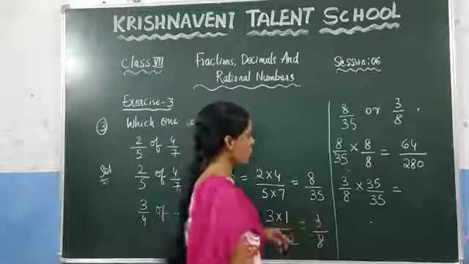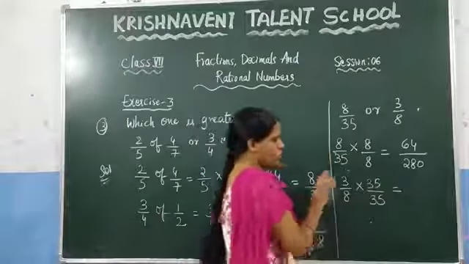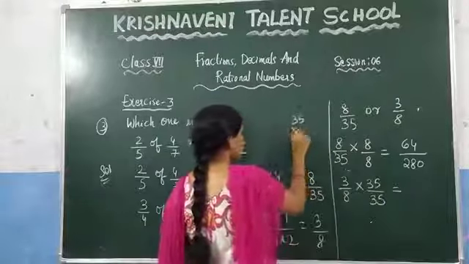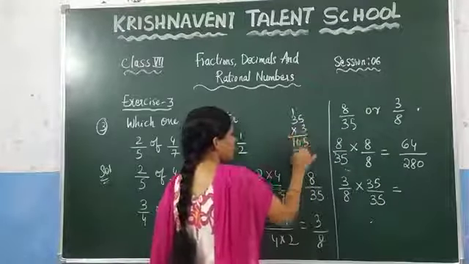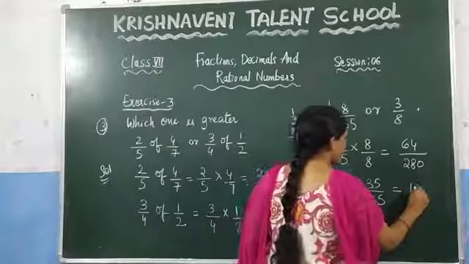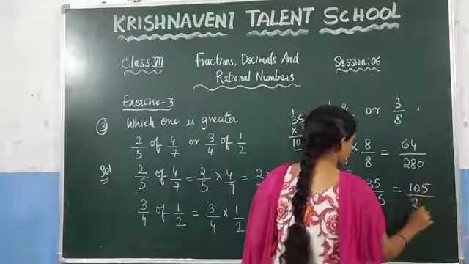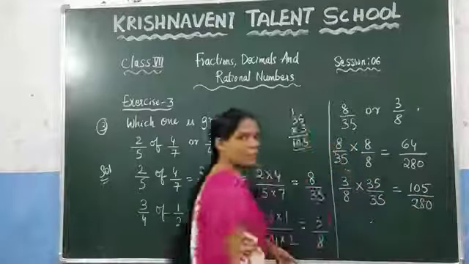What is the value of the numerator here? 35 into 3. What is the value of 35 into 3? You know that 5 threes are 15, 1 carried. 3 threes are 9, which is 10. You got it here, 105, by what we just calculated here, we got 280.